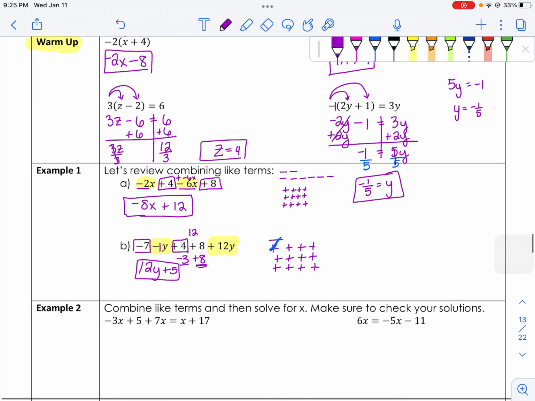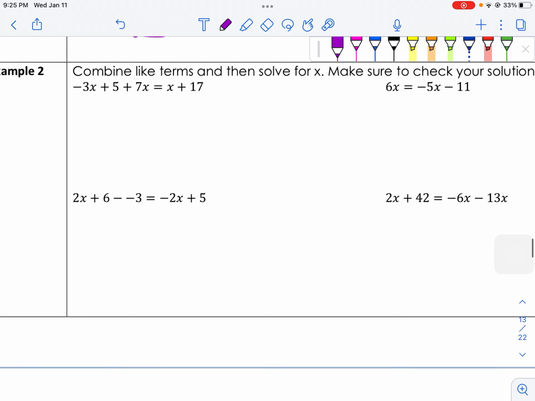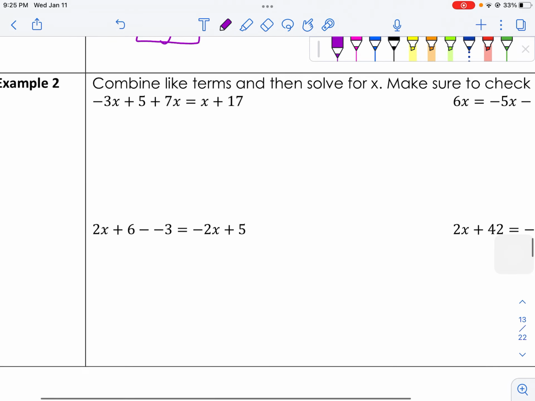All right, so now we're going to put all of these skills together with our examples into solving. So we're going to combine like terms and solve. And then we're going to check a few of our answers to make sure we remember how to check it and to make sure we're getting the correct answers. So here's our first equation.